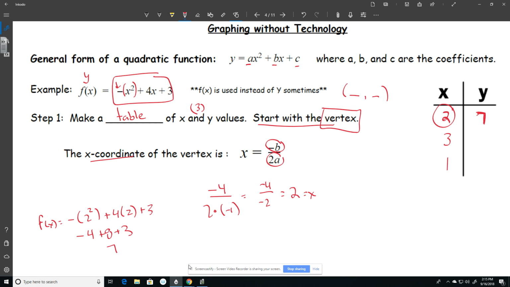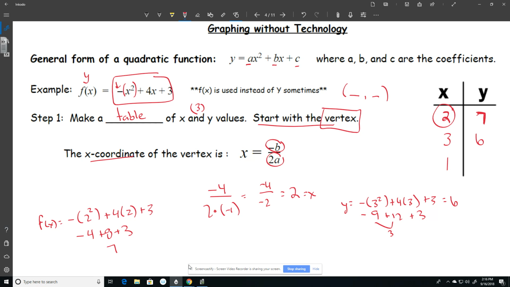So I am going to plug these in for my X, and I'm going to see what I get for my Y. So if I plug in a 3 for X right here, my Y is going to equal negative 3 squared plus 4 times 3 plus 3, which becomes negative 9 plus 12 plus 3. These two make a positive 3, plus another 3 gives me 6. So when X is equal to 3, Y is going to be equal to 6.